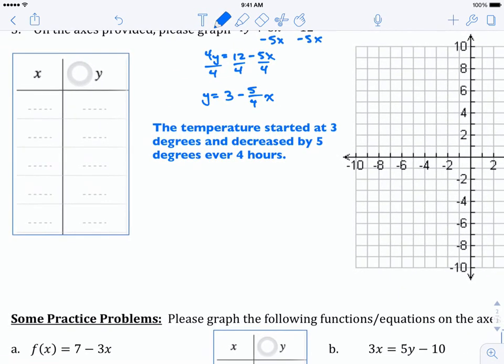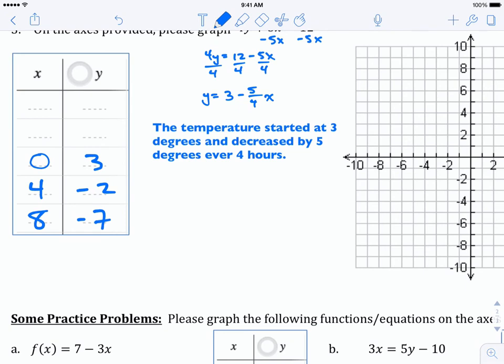Let's create a table of values. I haven't filled in any x values because it's kind of up to you to decide. I think it's going to be best to use x values that are multiples of 4 because we're talking about a temperature that's changing by some amount every 4 hours. So we'll start at 0. I like to center my x values right at 0. Right, so at the beginning, the temperature started at 3 degrees. There's going to be our y-intercept again, just like we thought. And 4 hours later, the temperature will go down by 5 degrees, so down to -2. 4 hours later, down by 5 degrees. We can extrapolate back up now.